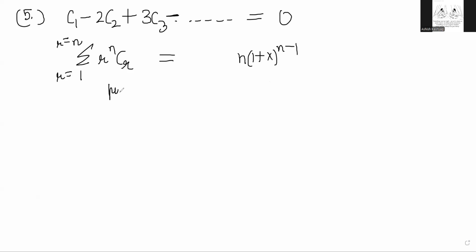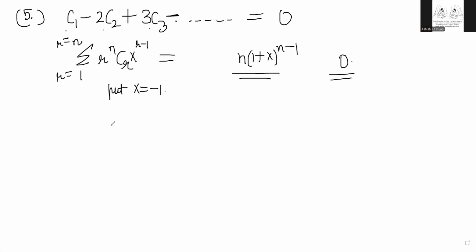So here, this would have been x power r minus 1, right? So if you put x is equal to minus 1 here, what you will end up with is C1 minus 2C2 plus 3C3 minus, and all alternating signs. And this side will be simply 0 because x is equal to minus 1 makes this term 0, right?